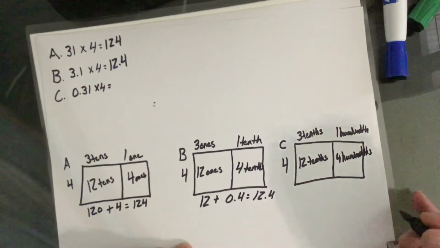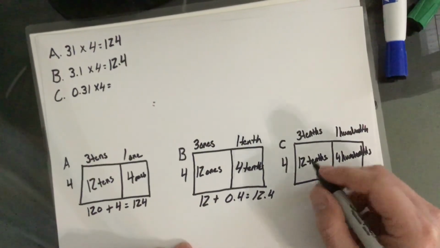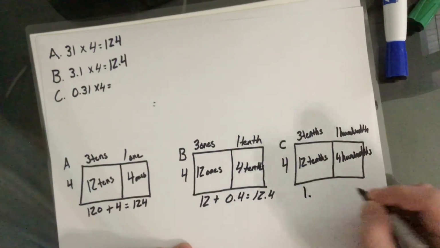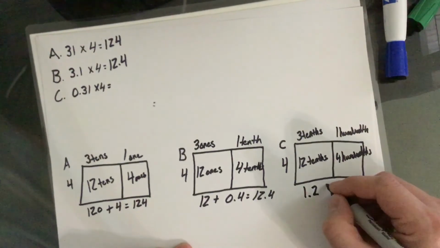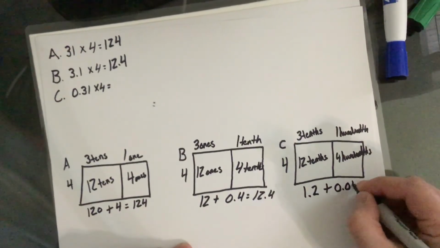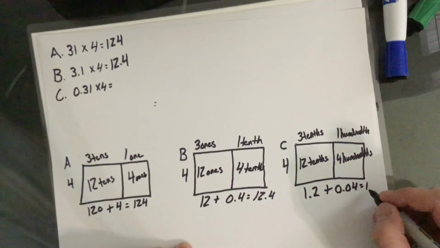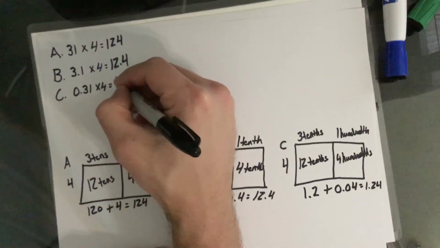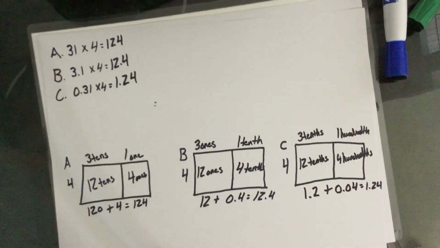So now I just need to add those partial products. So looking at 12 tenths, I know that 10 tenths gives me 1 whole. So that's 1 whole, and I still have those 2 tenths remaining. So that's 1.2 plus 4 hundredths. That'd be 0.04. When I add those up, I get 1.24. So for C, my answer is 1 and 24 hundredths.